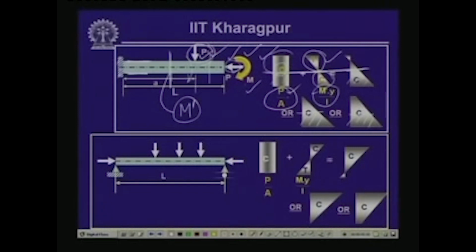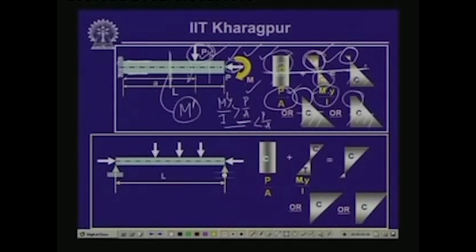stress which we get, which is compressive in nature, and bending stress is causing a tensile stress at the top. If tensile stress is larger than this compressive stress, that means if M dash y by I is greater than P by A, then we will get a tensile stress at the top. If M dash y by I is equal to P by A, then at the top we will get a stress equal to 0, and if M dash y by I is less than P by A, then we will get a compressive stress at the top.